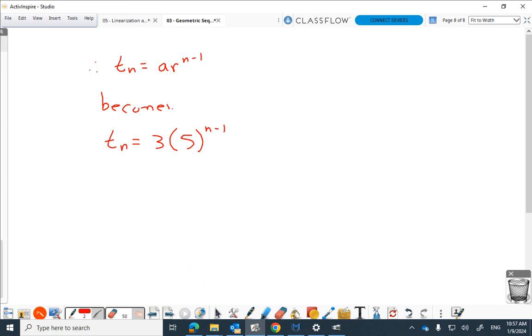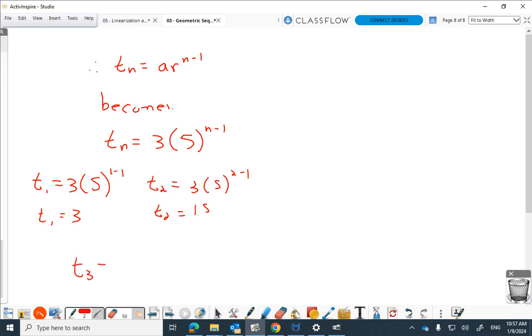Yeah. So T1 equals 3 times 5^(1 minus 1). Term 2 equals 3 times 5^(2 minus 1). And term 3 is 3 times 5^(3 minus 1), which is 45. Okay? There. Answered the question. You get your test back. 4.5 out of 5.